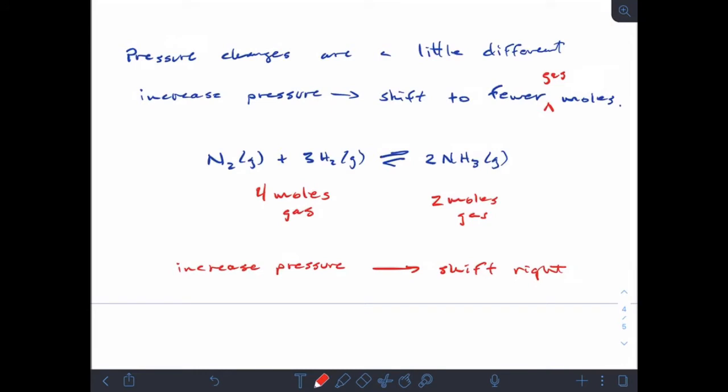Okay. Now, another important aspect is the way we increase pressure is by decreasing volume. Okay, that's a very important aspect. Because if I increase pressure by adding an inert gas, for example, to my reaction vessel, there is no effect. Okay, now let's talk about that.